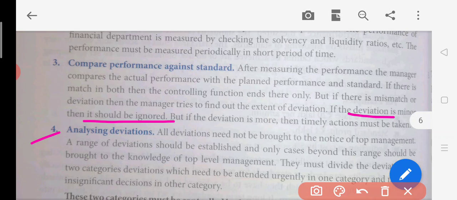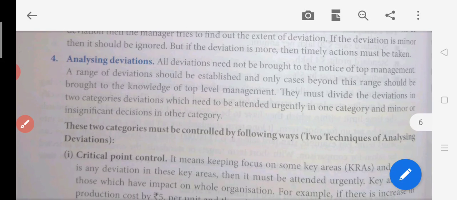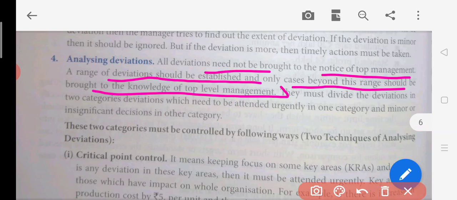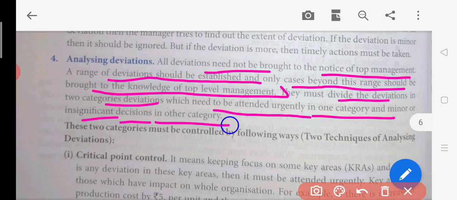Then fourth is analyzing deviations. All the deviations need not be brought to the notice of the top level management. A range of deviation should be established, and only cases beyond this range should be brought to the knowledge of the top level. As I told you, the minor deviation should be neglected, and only the major deviation should be brought to the light of the manager. They must divide the deviations into two categories: one which needs to be attended to urgently, and the other, minor or insignificant ones.